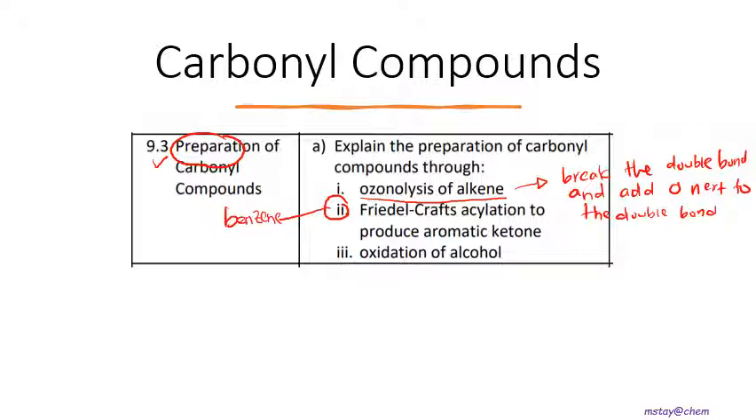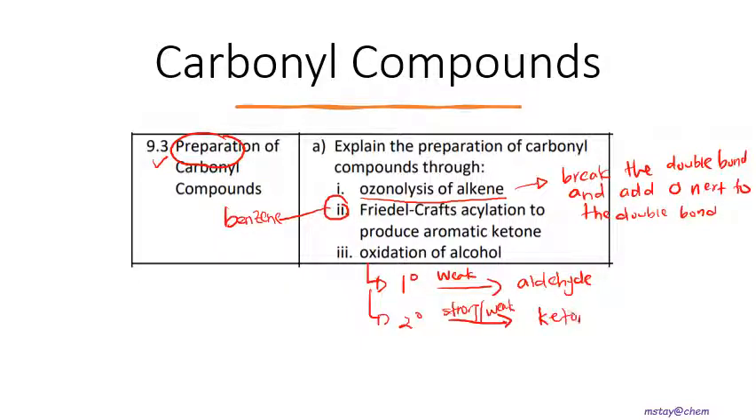And then oxidation of alcohol. Basically, we know primary alcohol, if reacted with a weak oxidizing agent, will produce aldehyde. And then secondary alcohol reacted with any oxidizing agent, no matter strong or weak, is going to produce ketone.